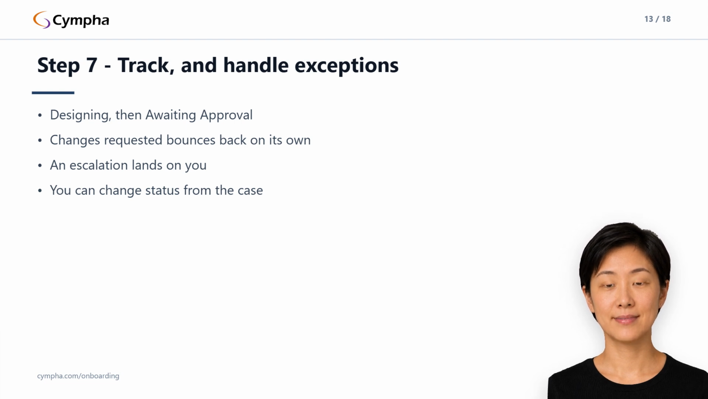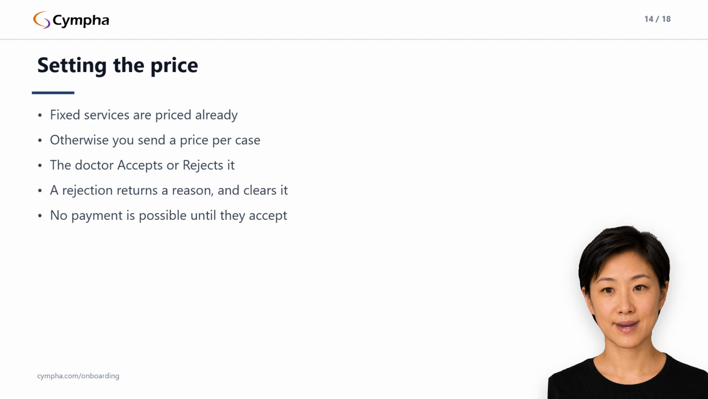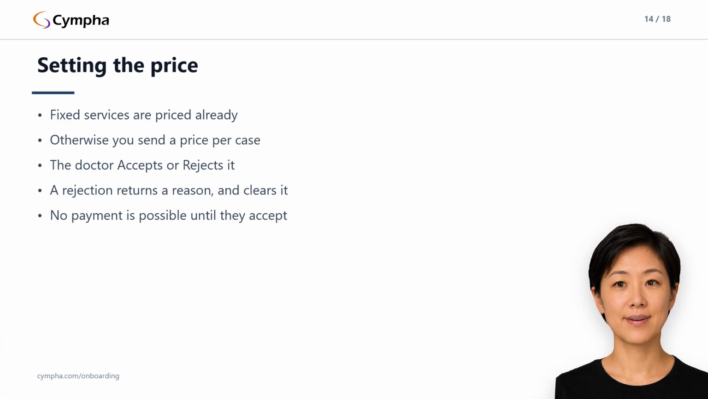For a fixed price service the number was agreed when the doctor picked it. For everything else, a service you price per case, or a case that arrived without a price at all, you set it here, once you have seen what actually turned up. Open the case, type the amount, and send it. The doctor gets 2 buttons, accept and reject. If they reject, you get their reason and the price is wiped, so you propose a new one from a blank field.